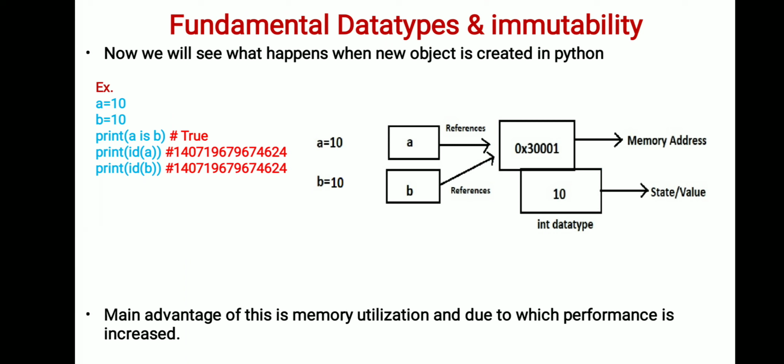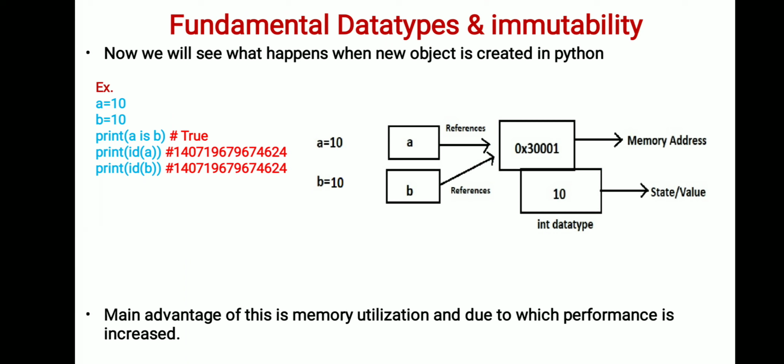Now see a = 10. When this line is executed, the Python virtual machine will create an object at a memory location 0x30001 and store the value 10. As soon as the second line b = 10 is executed, the Python virtual machine will check whether an integer object with the value 10 is available or not. Here it is available at memory location 0x30001, and the value at that memory location is 10.